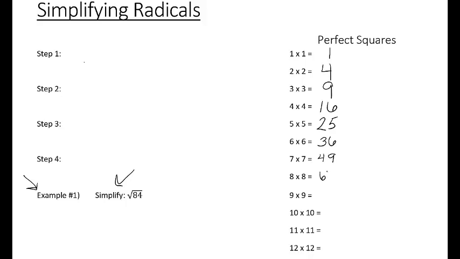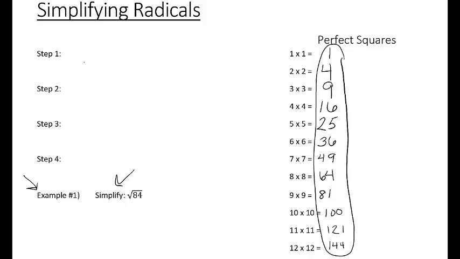49, 64, 81, 100. And these really have to be known, or you really just have to have a calculator handy to be able to do it. So these are our perfect squares. Okay, don't worry about 1, 2, 3, 4, 5. The perfect squares are 1, 4, 9, 16, 25, 36, 49.